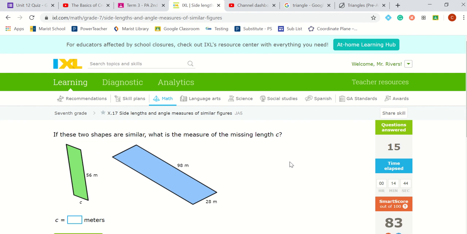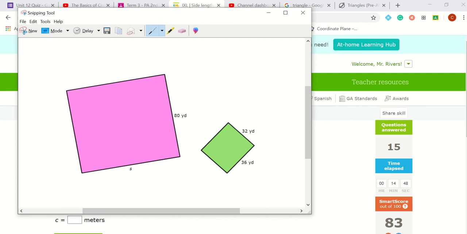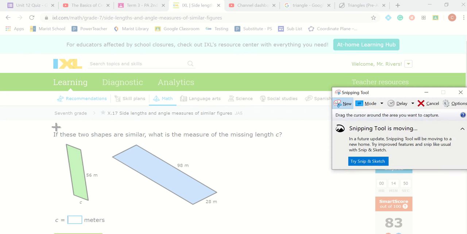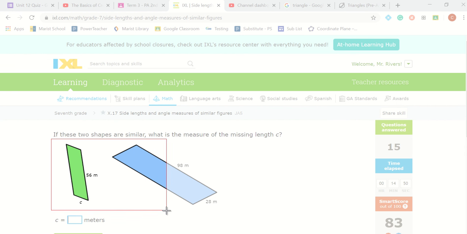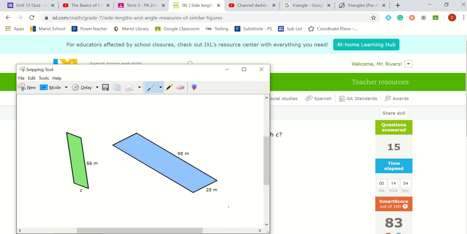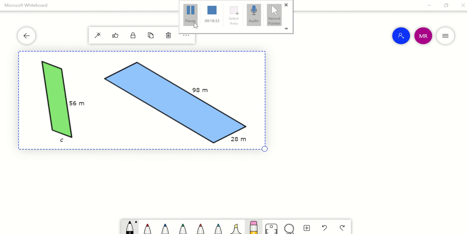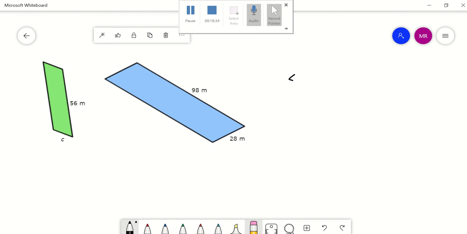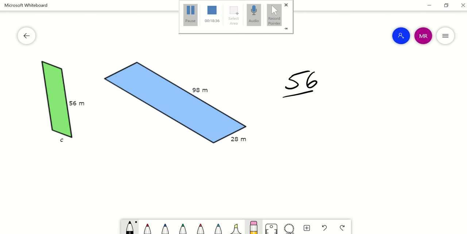All right, if these two shapes are similar, what's the measure of the missing length C? This will be the last one I work, I think, on this video. Okay, let's see, Control C. I'll just pause this. All right, so on this one, very clearly we have a longer side. So I'm going to say long side 56 over long side 98. So I did green over blue, which means I have to stay with green over blue. So that's short side C over short side 28.